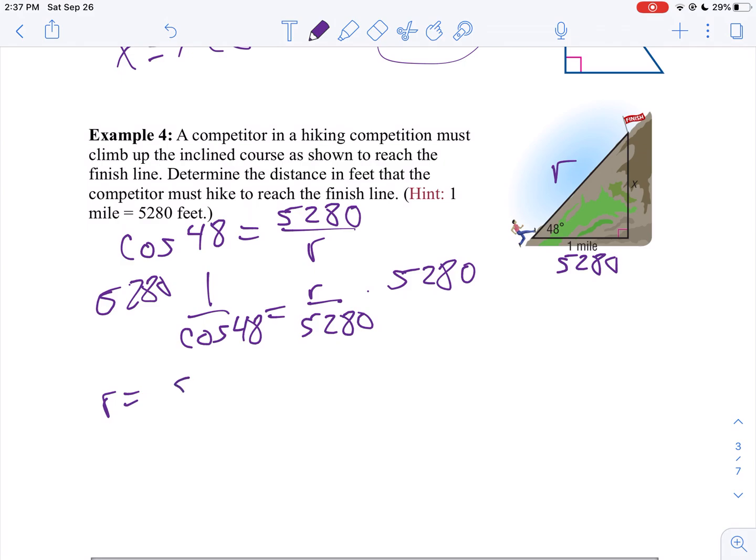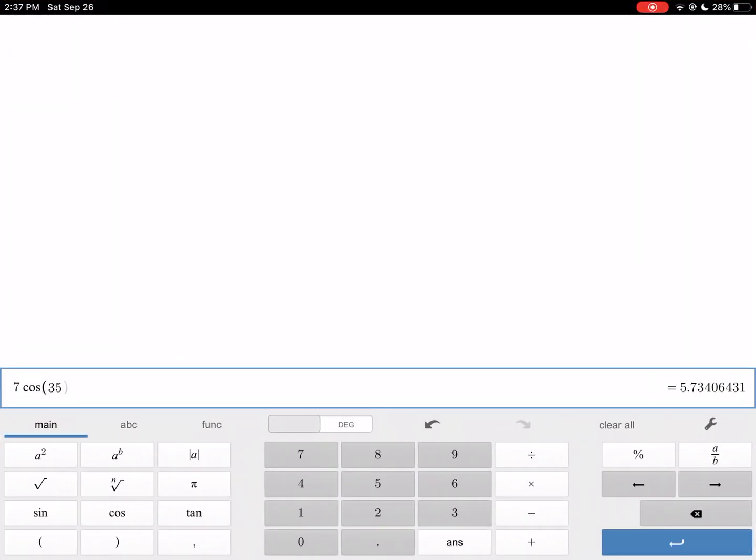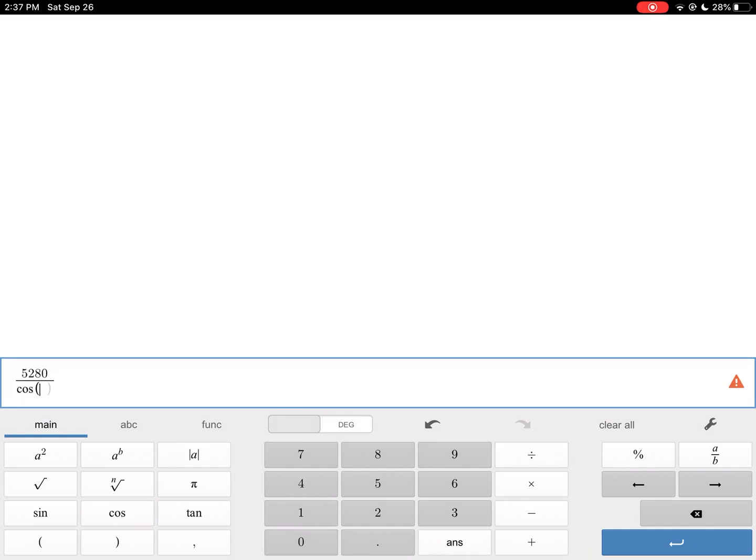So r is 5,280 divided by the cosine of 48 degrees. When you divide by the cosine of 48, you're really finding the secant. So we want to find our answer in feet. We're supposed to highlight that. So we'll round it to the nearest foot. So let's take 5,280 divided by the cosine of 48. And we get 7,891 if we round.